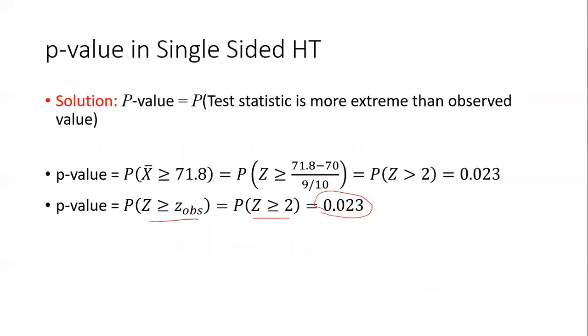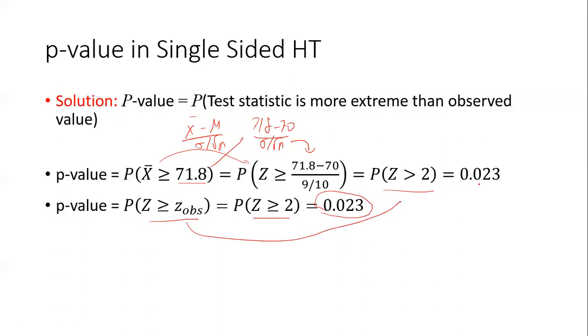By the way, you can also calculate it like this. If you take your test statistic as x bar, what is the probability that x bar is greater than 71.8? Make your conversion: x bar minus mu divided by sigma divided by root 10, and make the same conversion for 71.8 and 70 divided by sigma divided by root 10. So this is z greater than 2. It's the same thing, equal to 0.023. So this is my p-value.